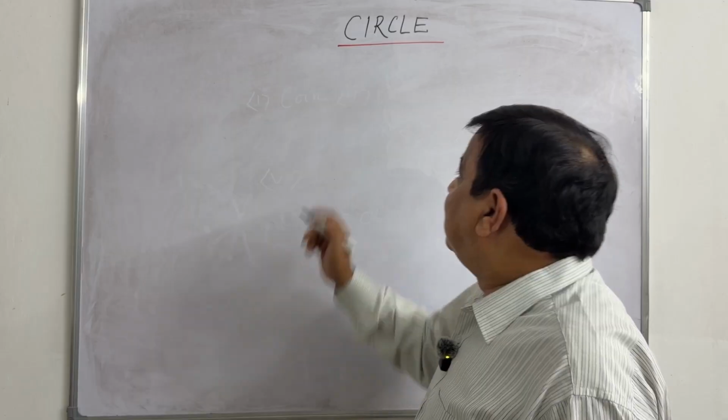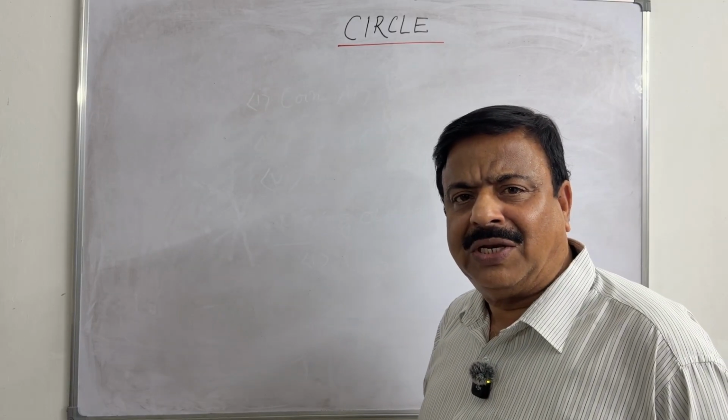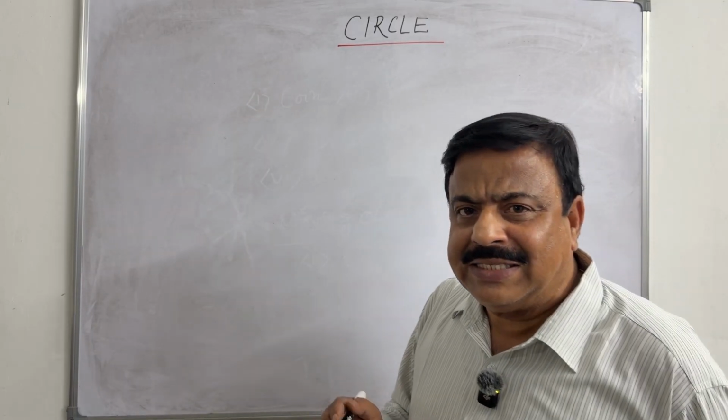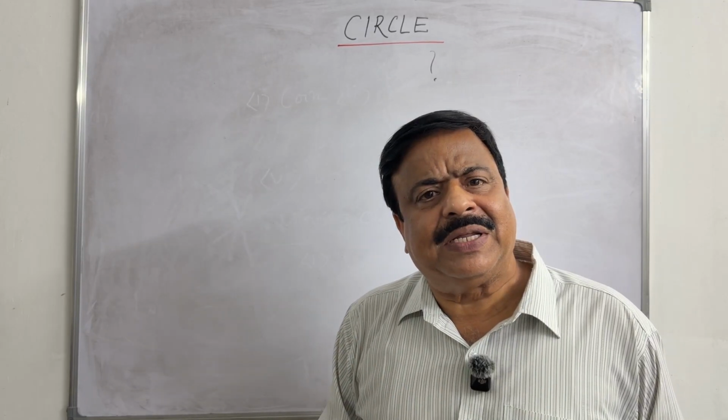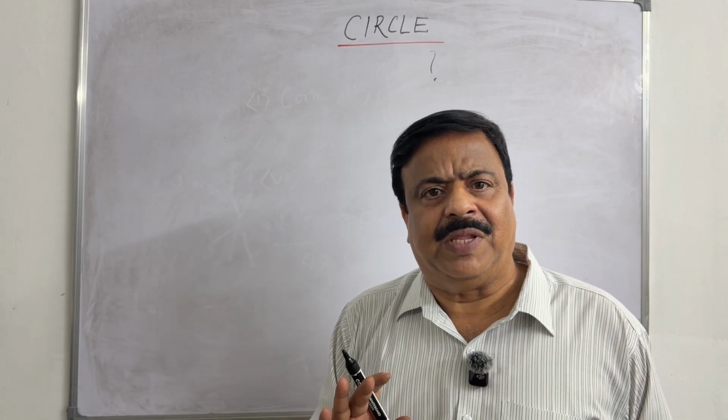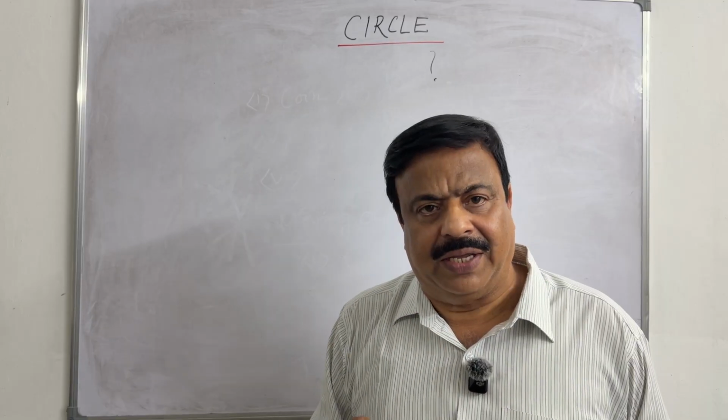Today's topic is circle in two-dimensional coordinate geometry. First, it arises in mind what a circle is. This is nothing but a specific shape. एक विशेष आकार होता है.